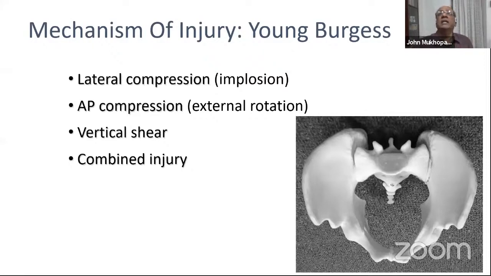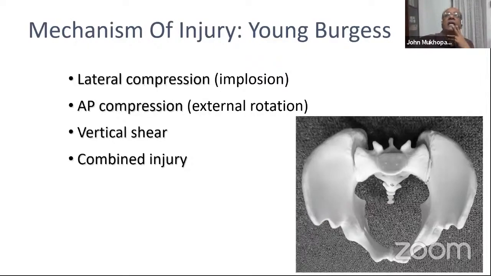Now, the Young-Burgess classification looks at the mechanism of injury. So you can start with a lateral compression injury, which means forces from one side of the pelvis, which causes an implosion of the pelvic ring. You have the external rotation injury, which is usually an anteroposterior injury, which causes opening out of the pelvis, the so-called AP compression injury. Then you have the vertical shear injury, which tends to vertically displace one side of the pelvis. And then you have combined mechanism, where you can't really tell a particular mechanism of injury which is the cause of the fracture or the injury.